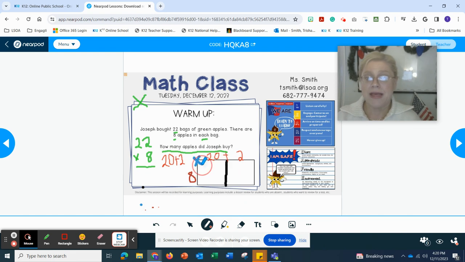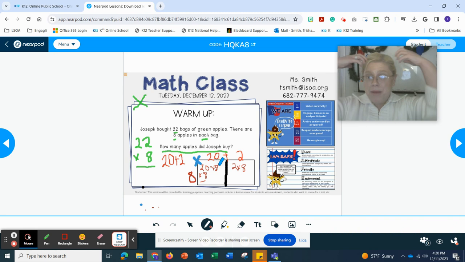Now that we have that information, we've made 22 into a little bit friendlier numbers, we can now go down and fill in our boxes. So we have 20 times 8. If you want to see it horizontally, that's what it looks like. Or if you want to see it vertically, 20 times 8. And then we have 2 times 8. So let's start with the 20 times 8. Now, it's easier for Miss Smith to see it vertically. That's how my brain works.